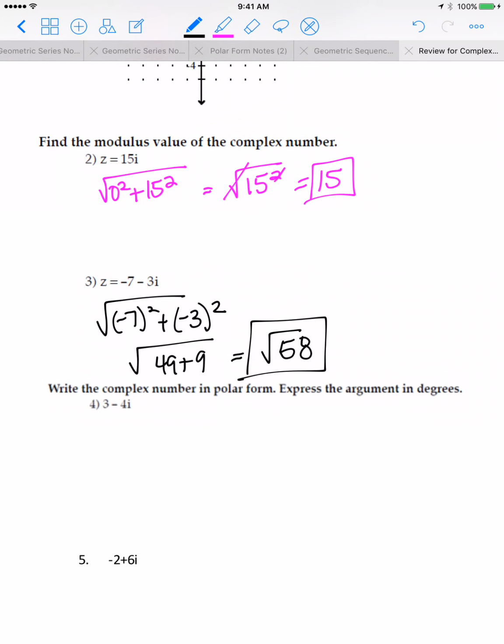Okay, next, write the complex number in polar form. Express the argument in degrees. So on here, in polar form. Okay, so that means we're going to need our CIS. So we're going to need our modulus, CIS, and our argument. Okay, I'm going to stop again because I'm almost at that 15-minute mark, and I'll finish this in part 3.